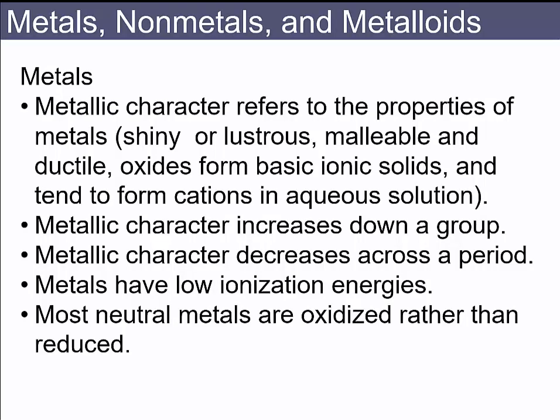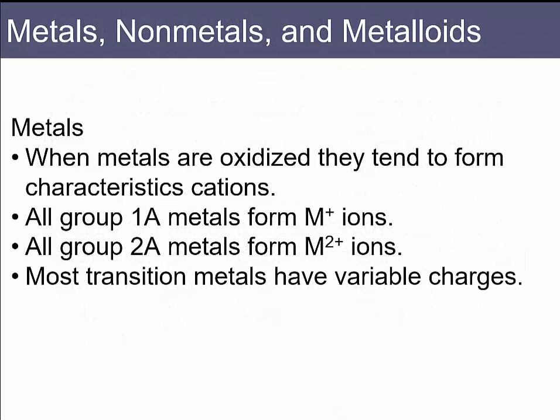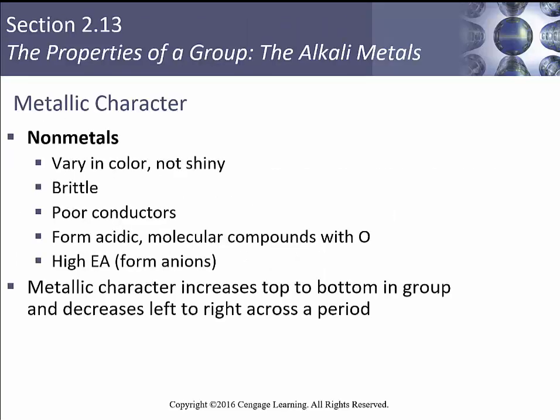Metals refer to the properties such as shiny, lustrous, malleable. Metallic character increases down a group. Metallic character decreases across a period. Metals have low ionization energies, and most neutral metals are oxidized rather than reduced. When metals are oxidized, they tend to form characteristic cations. Group 1A metals form M+ cations, and Group 2A metals form M2+ cations. Most transition metals have variable charges. So when you get into the D block in the middle, that's where things get a little complicated.